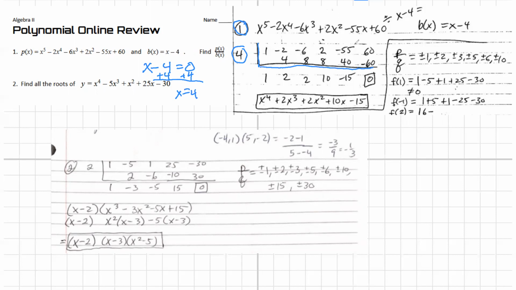So to set up our synthetic division, the leading coefficient is 1, so the 1 goes here. The next coefficient is -2. The next coefficient is -6. The next coefficient is +2. The next coefficient is -55, and the constant at the end is 60. So that's what you're writing down right now.